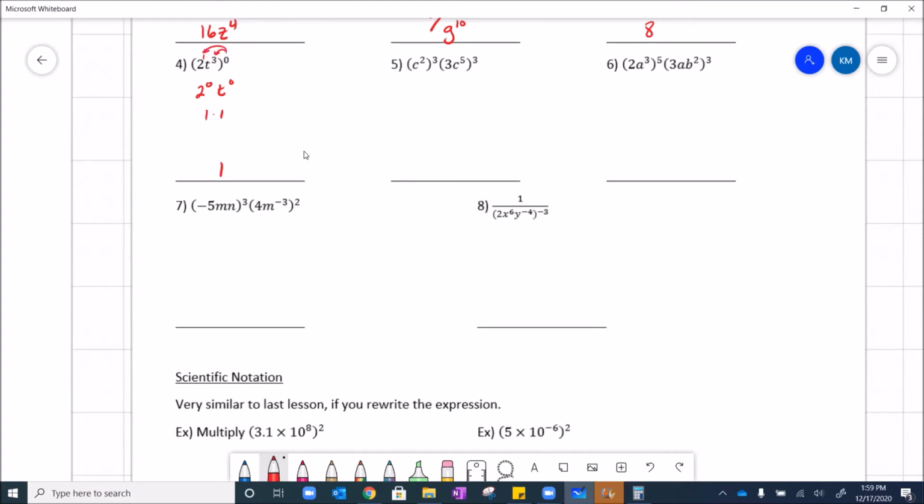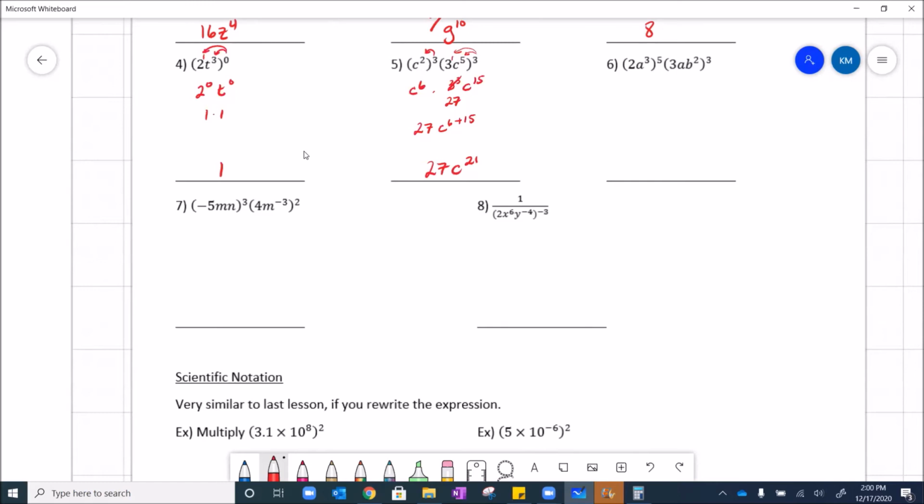Number 5, I'm going to follow my order of operations and do my exponents first. So I'm going to distribute my exponents to these terms. And so I have 3 to the 3rd power, c to the 15th. And that simplifies to give me 27. Remember to do 3 to the 3rd power, not 3 times 3. So now it's a multiplication problem. I'm going to organize. So I have 27c to the 6th plus 15. So I have 27c to the 21st power.